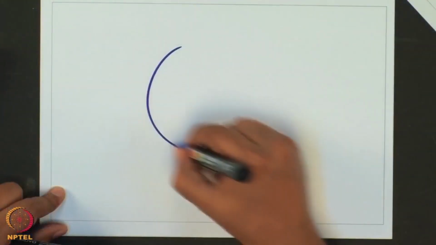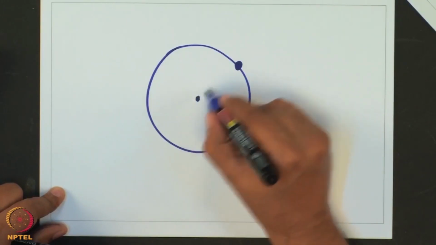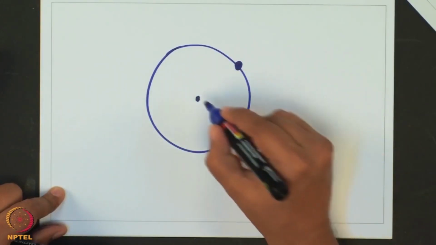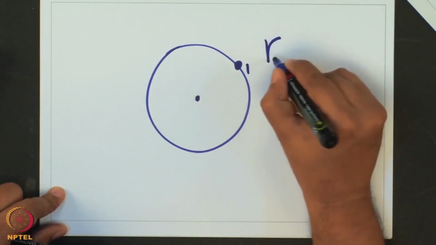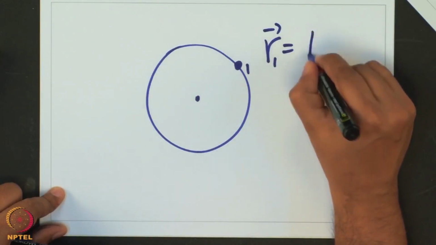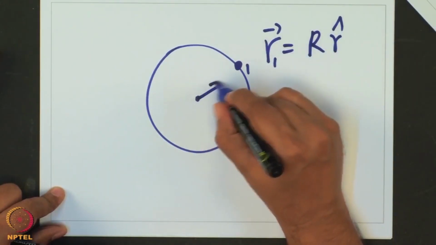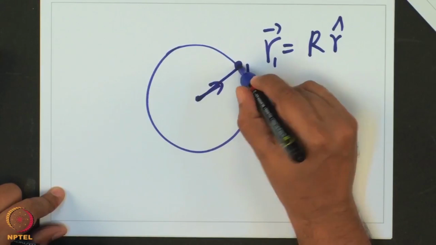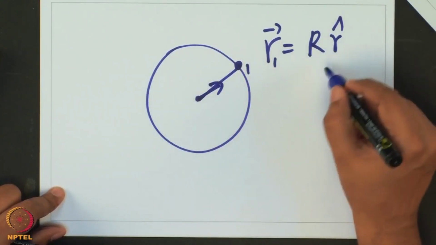We are saying that any point on this circle, if I have a point on the circle which is r distance away from the center, I would represent r1 as r times r cap. This would give me this direction, and this distance away along this direction. This tells me something about this. But does this convey everything?